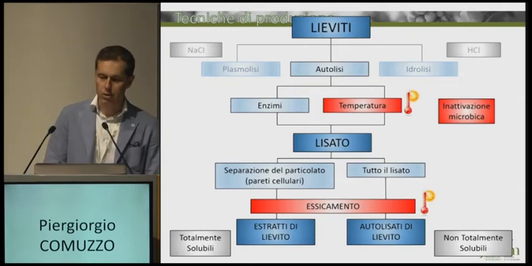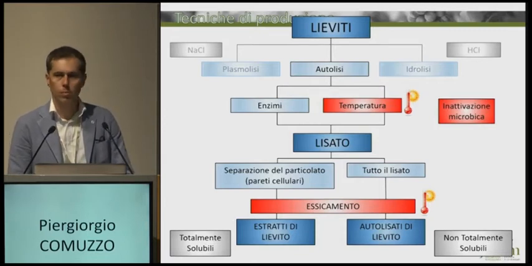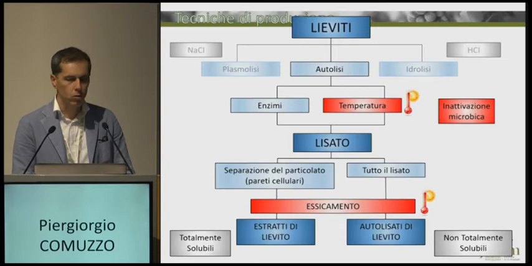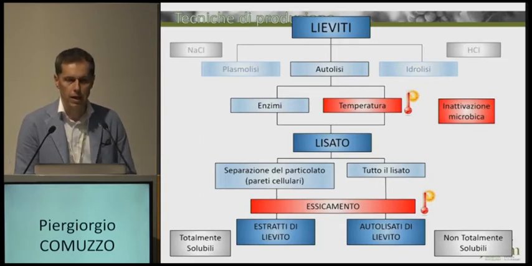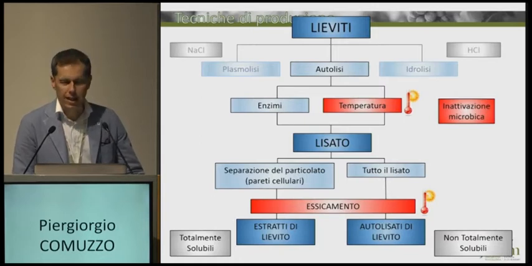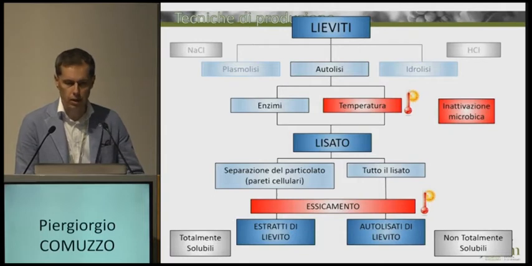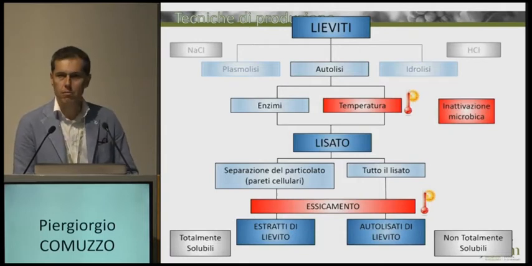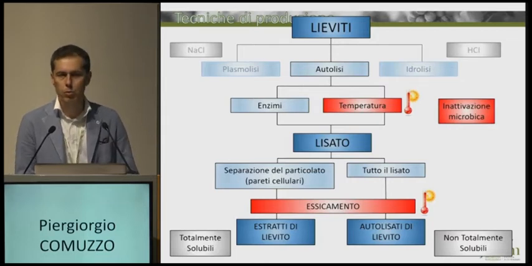Here you can see what we've just described. I've underscored certain boxes and I've put them in red. In these cases, temperature is very important. For autolysis, temperature is very important because if we follow this path, we want to obtain the optimal criteria for endogenous yeast. If we use the thermolysis path, or if we want to obtain microbial inactivation, we have to increase temperature.